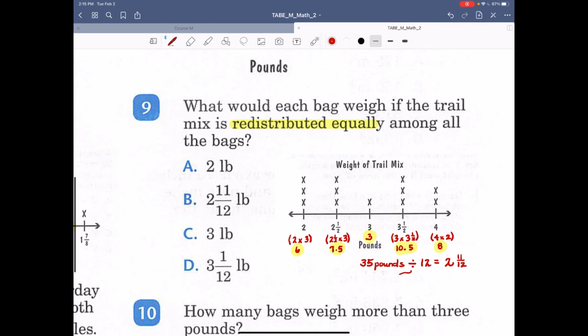When you put that division sign into your Casio, use ABC. If you use division, you'll get a decimal. But use ABC and you'll get that fraction out of there. So if you make all of the bags equal, number 9, your answer would be B, where you get 2 and 11/12 pounds in each bag.